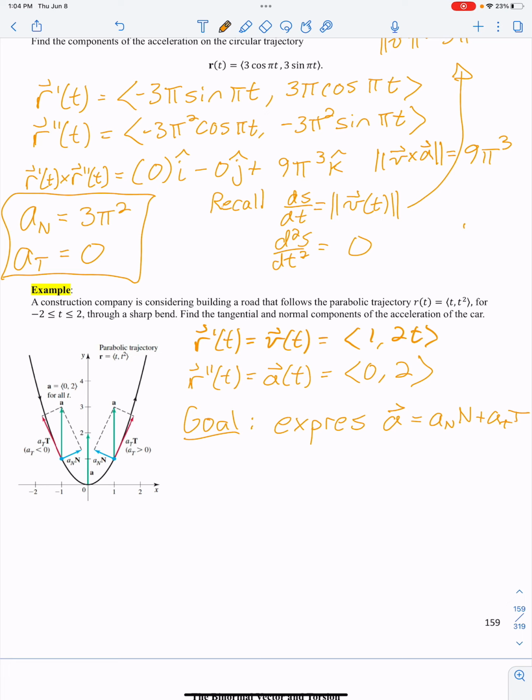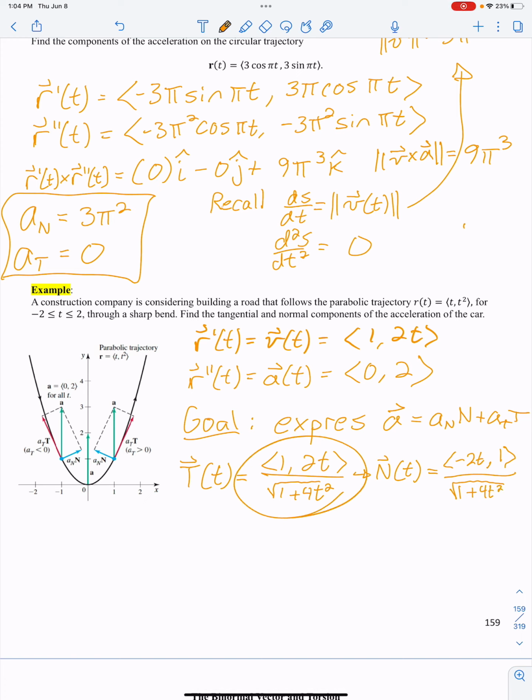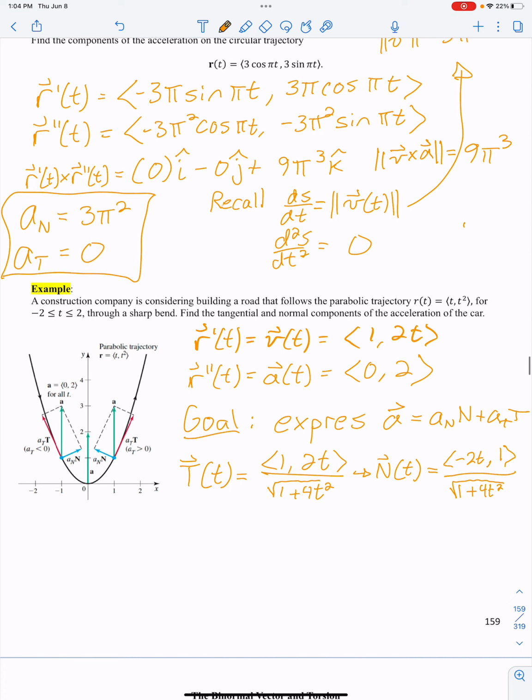That's what we're trying to get it into, each component. So let's go ahead and find our T of t, our tangential unit vector. Remember, that's going to be r prime over its magnitude, so we get 1, 2t over the magnitude, which is the square root of 1 squared plus 2t squared, so that is 1 plus 4t squared. To save you some time, I'll do N of t for you. If I take the derivative and do that again and divide, I get negative 2t, comma 1, over that same thing. This is just me skipping the heavy derivatives. You would need to take the derivative of this and then divide by its magnitude to get N. So that's what we have there for each one.